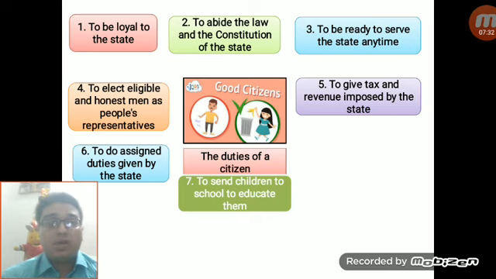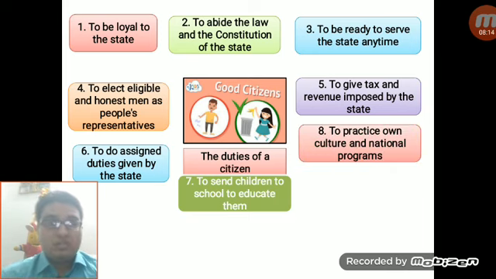Next duty is to send children to school to educate them. Dear students, I think you all know education is called the backbone of a nation. Without proper education, without quality education, a state can never be a developed country. So at first we will take education. At the same time, when we become parents, we will send our children to school to receive education, and we will try to make our children human resources.